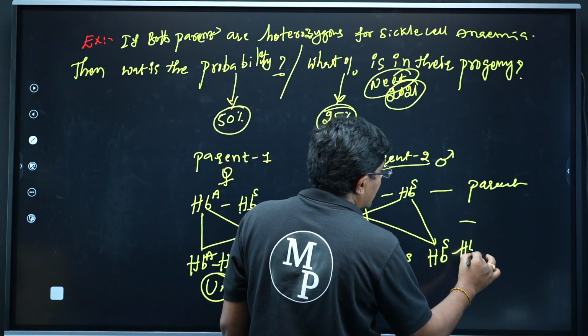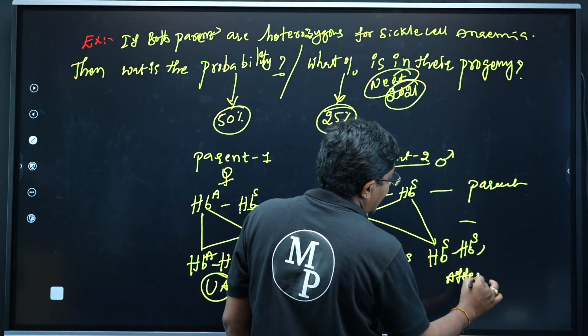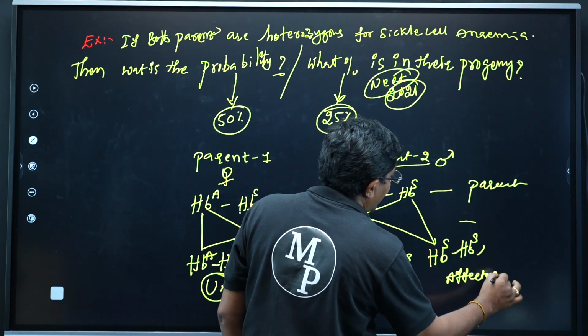So homozygous recessive is the expressed character, means it is the affected, it is the affected.